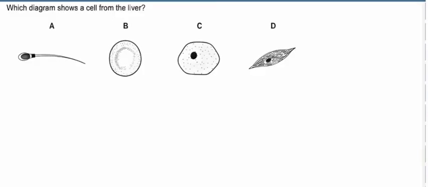The next question. Which diagram shows a cell from the liver? A is called the sperm cell, so it is not from the liver. Then B is called the red blood cell, which is not from the liver. Then C is called an animal cell, so this one can come from the liver cell or from any tissue cell. Then D is the muscle cell. So the answer is C. The next one.